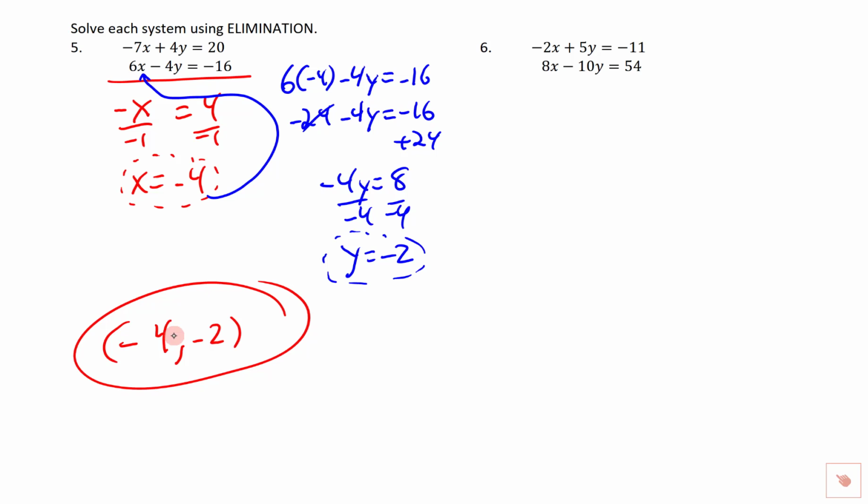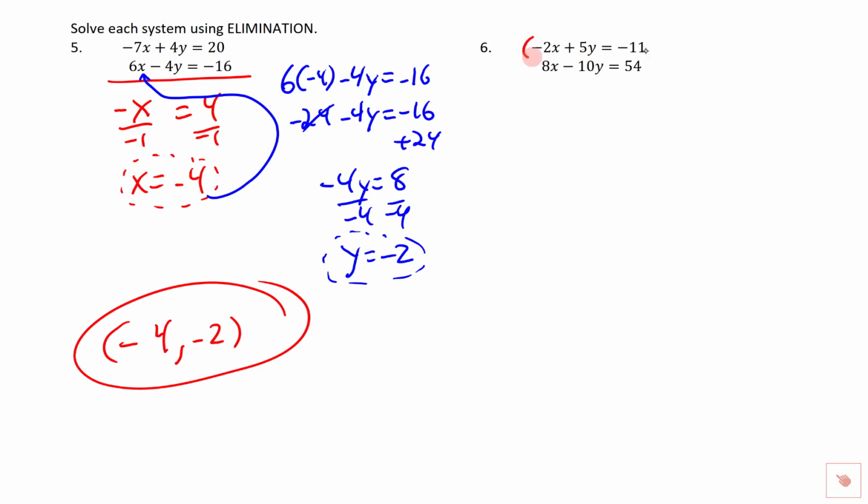Now on this one, we don't get quite as lucky, so let's take a good look here. We've got a 2x, a negative 2x, and we've got a positive 8x. We could turn those both into 8s. We could turn that 2 into an 8, or we could turn that 5 into a 10. That would work also. Now, really doesn't make any difference. I like changing that top one for sure.